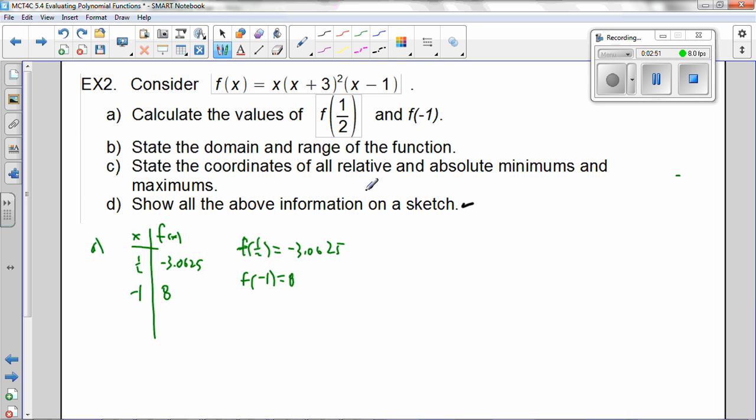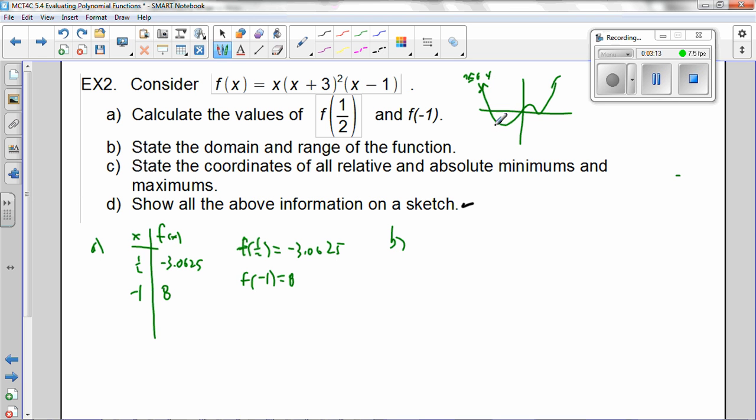State the domain and range of the function. Well, this is more difficult, because just thinking of the sketch here, 1, 2, 3, 4, it's a degree 4. Starts high, ends high, and you know it's a W shape of some sort, and we'll get the details when we get to the sketch.